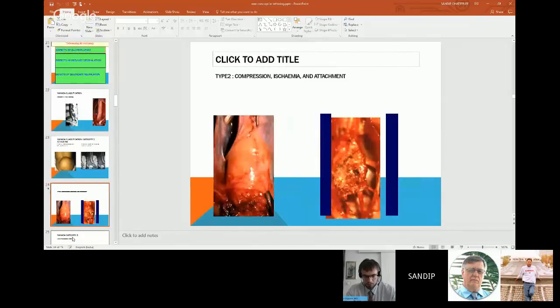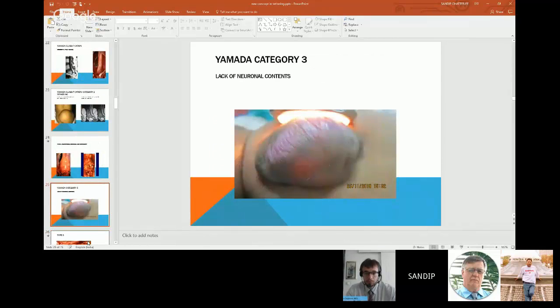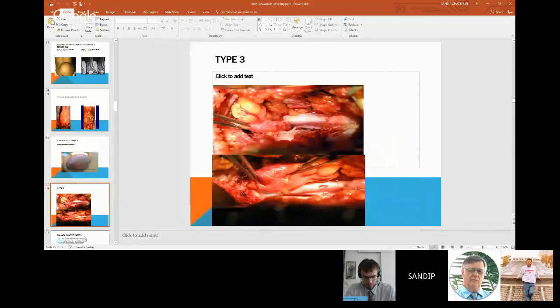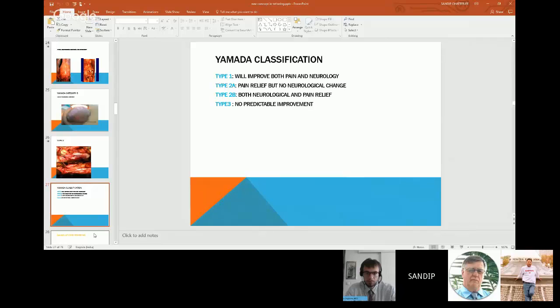And the type 2 manifests because there is not only compression, there is ischemia, and there is abnormal attachment, as you can see in this operative photograph of a chaotic lipoma. And type 3 of the Yamada classification is a dystrophic condition where there is lack of neuronal contents. And here is a large meningomyelocele, and this, of course, the problem is a malformation of the neural elements. So you have either a neural element which is stretched and fixed, you have a neural element which has something on it which is compressing it, or you have inadequate neural elements present. And all these three classify as dystrophic lesions leading to tethering of the cord. And this is an example of, again, type 3 Yamada dystrophic condition, where you see that there is a lot of abnormal tissue and a very thinned out cord. So why is this classification of dystrophic and tethered lesions important?